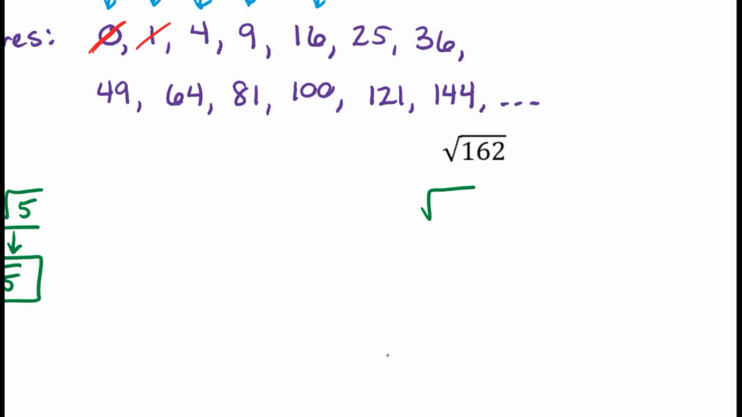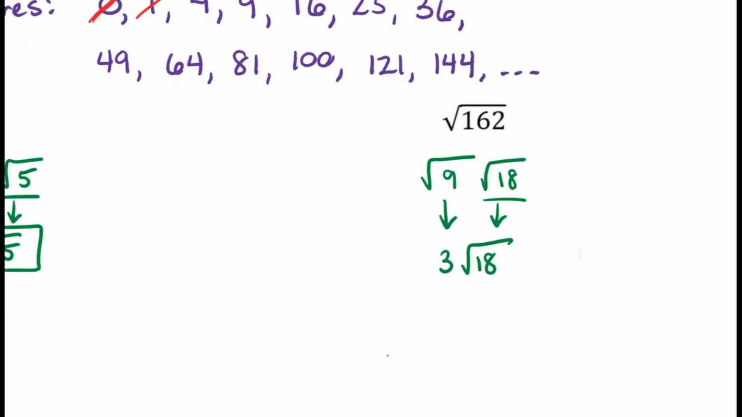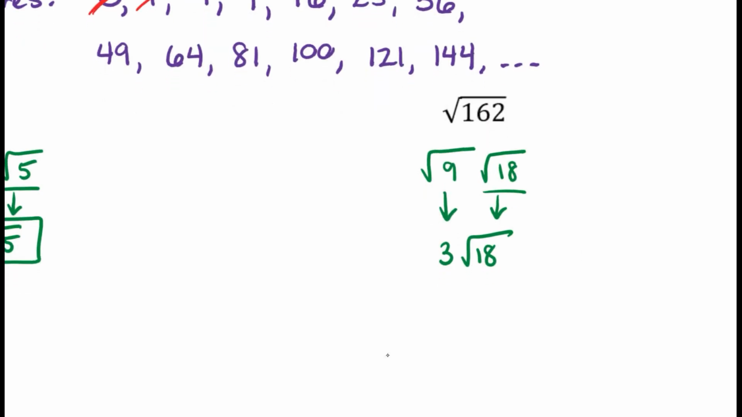So that means I'll write root 162 as root 9 times root 18, because 9 times 18 gives us our 162. And then the square root of 9 simplifies to 3. The square root of 18 I carry down. And then I ask myself, does it simplify anymore? Well, root 18 does, because 18 still has a perfect square factor. It's divisible actually by 9 again.